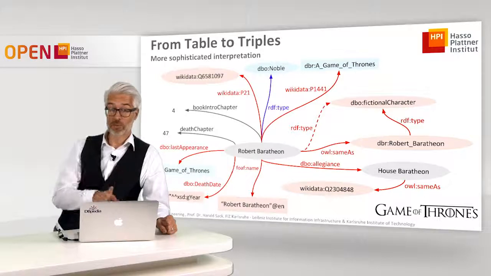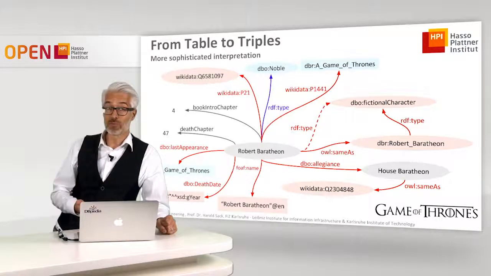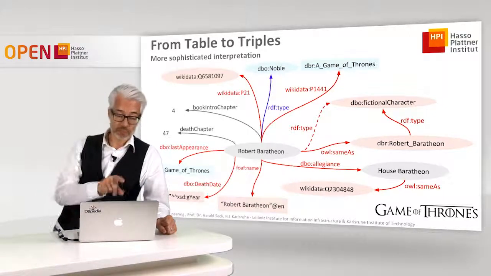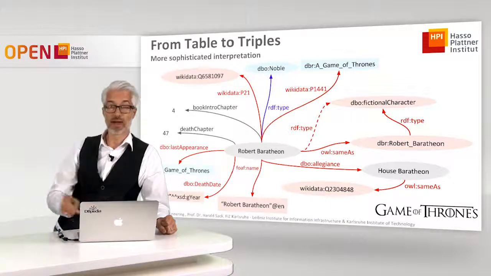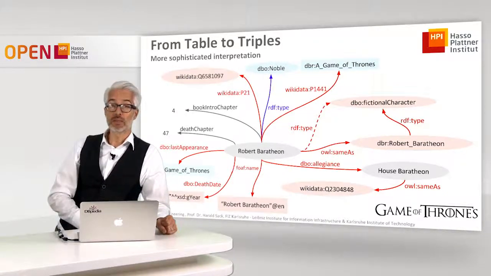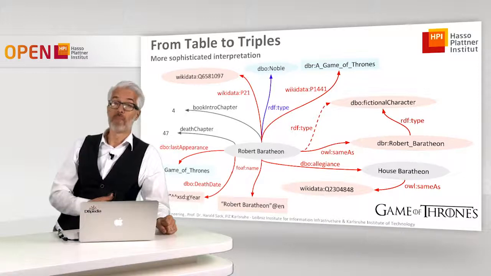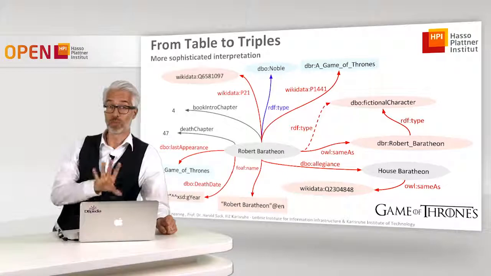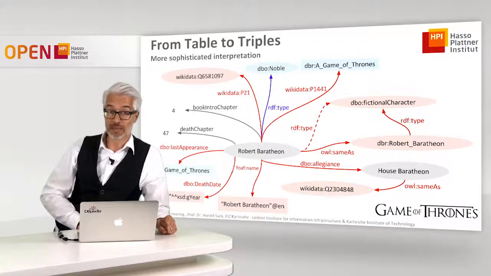Of course, there are some things which I did not find somewhere else. For example, book intro chapter and death chapter. I did not find this somewhere, so therefore I decided to put this in my own namespace, which then would mean Robert Baratheon, the gray one here, the House Baratheon, gray one here, and also the two properties, book intro chapter and death chapter, would be part of my own vocabulary that I somehow complement and also provide for this dataset.